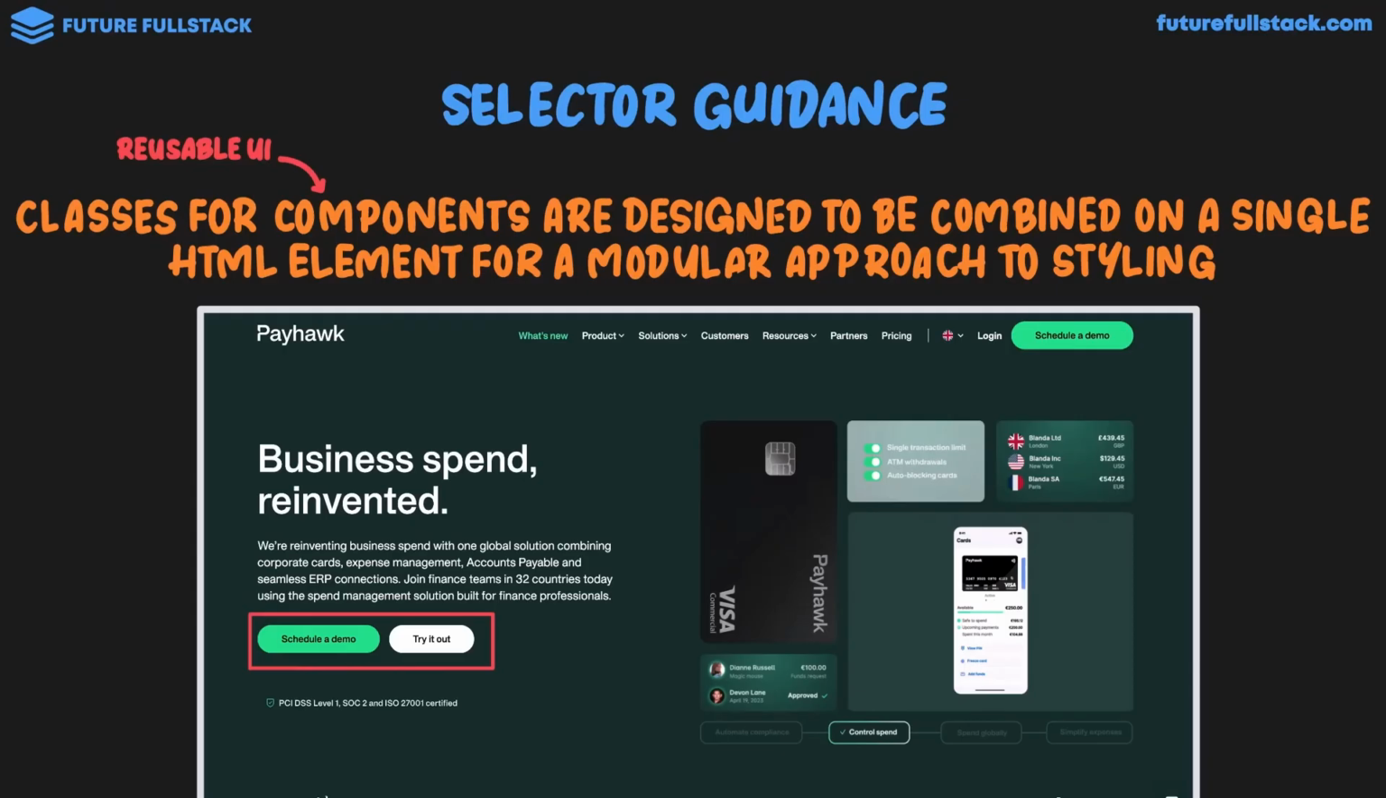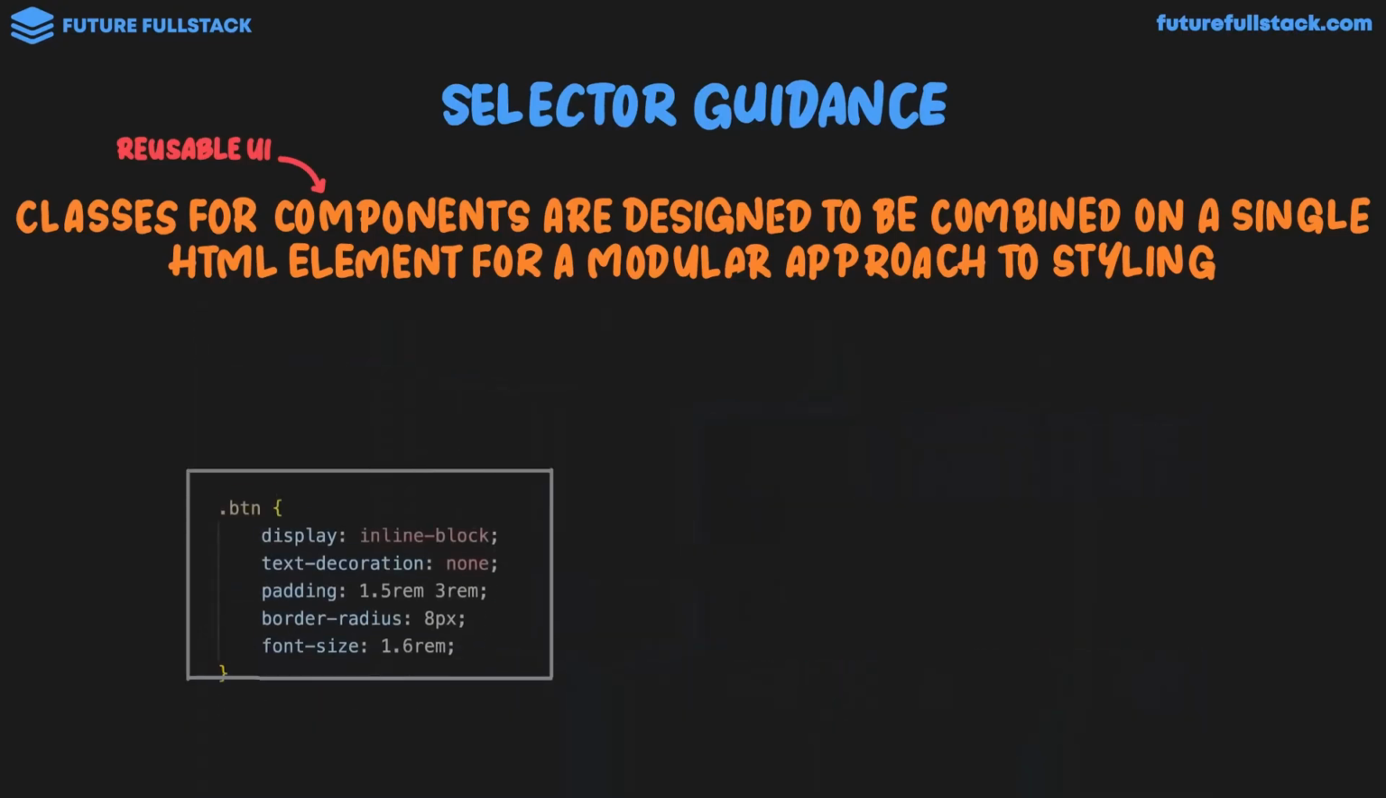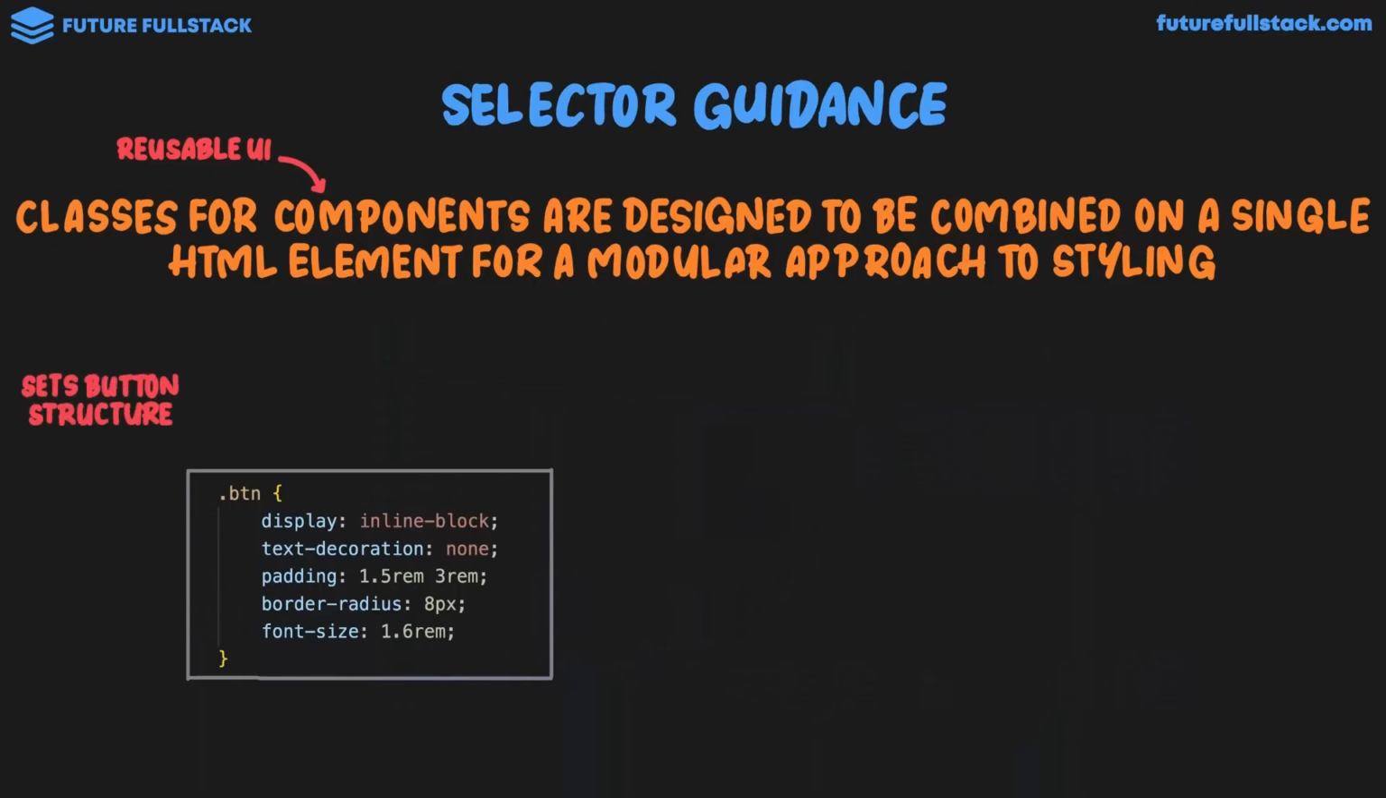It has the same rounding. It has the same font size. There's a lot of structural properties here that are the same. So let's now look at the best approach to creating this component in CSS with class selectors. We'd first define a class like this, which sets the button structure. Now, don't worry at all about any of the properties here. The only ones we've covered so far are text decoration and font size. Border radius, padding, and display are properties we're going to look at in the next topic. Just know you need them to create the structure of the button.